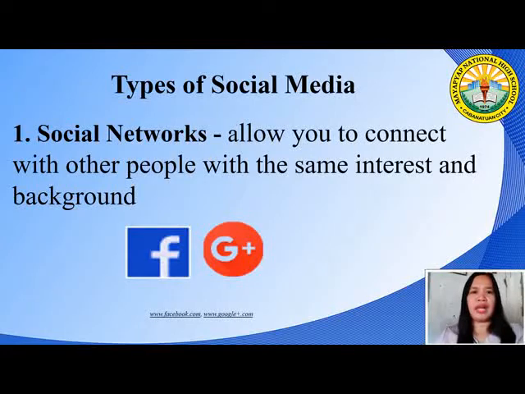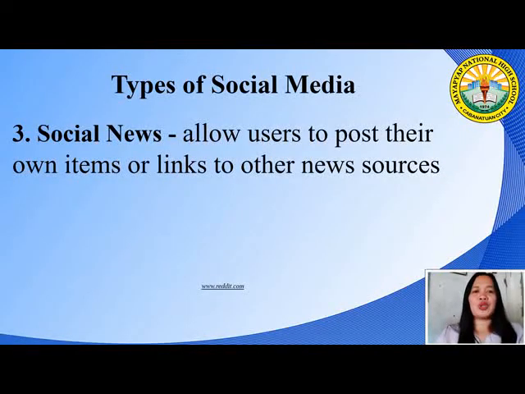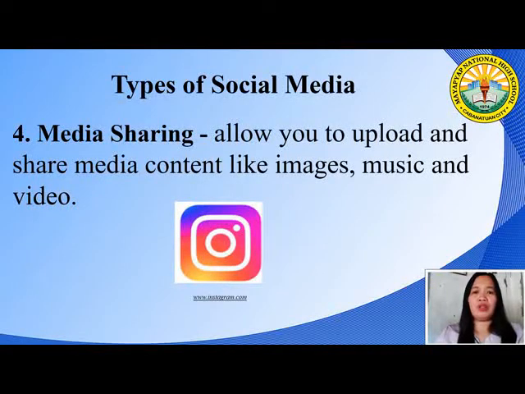So let's move to the types of social media. Social networks allow you to connect with other people with the same interests and background. Examples are Facebook and Google+. Bookmarking sites allow you to store and manage links to various websites and resources. Examples are StumbleUpon and Pinterest. Social news allow users to post their own items or links to other news sources. Example is Reddit. Media sharing allow you to upload and share media content like images, music, and video. Example is Instagram.